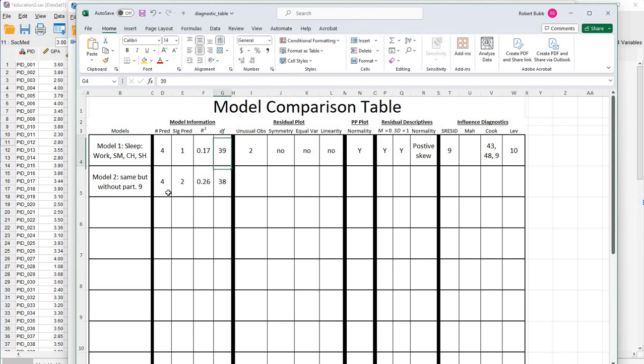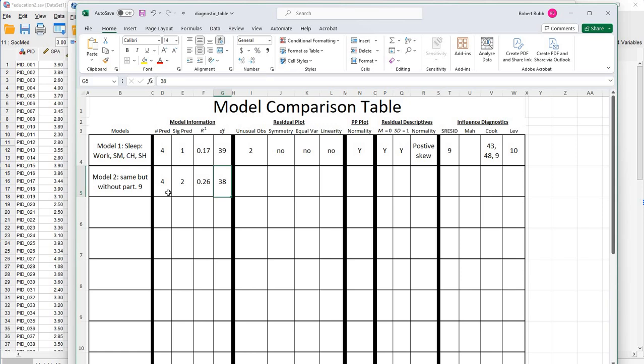And I was 38 here because we removed one observation, so the degrees of freedom is going to decrease by 1. Now you may be tempted to say, well, model 2 is a better model because we have another predictor, and another significant predictor, and because the R-squared value is higher. But remember, that is not how we select models. The fit is more important, right?